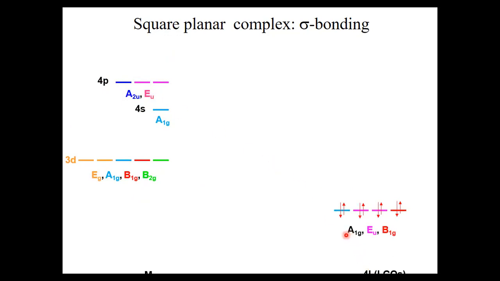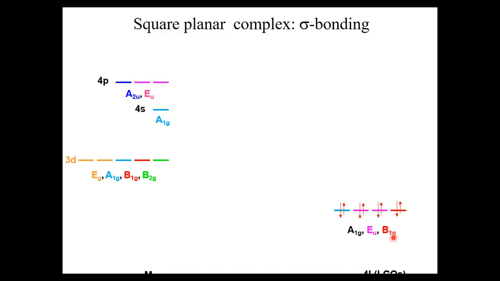Okay, so now we can construct again our molecular orbital diagram for the sigma bonding. So here are our metal orbitals. The 3D orbitals have EG, A1G, B1G, and B2G symmetry respectively. The 4s orbital has A1G symmetry, and the 4p orbitals have A2U and EU symmetry respectively. Okay, our ligand group orbitals have A1G, EU, and B1G symmetry respectively. Okay, now we can just again combine orbitals of the same symmetry type.